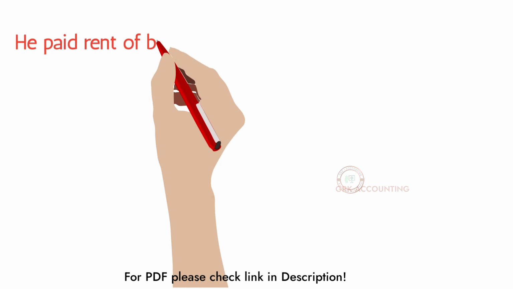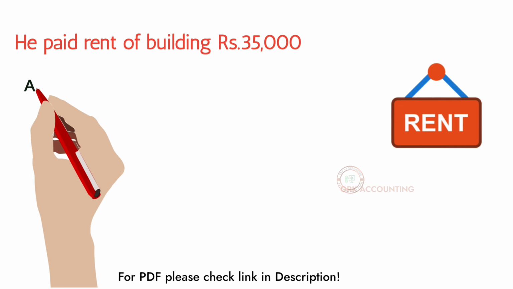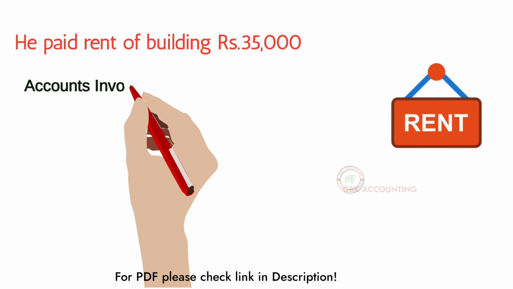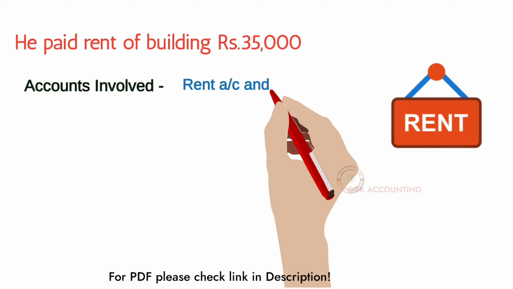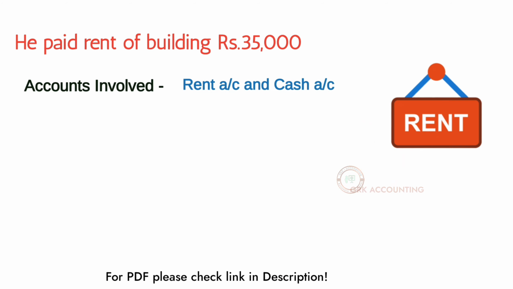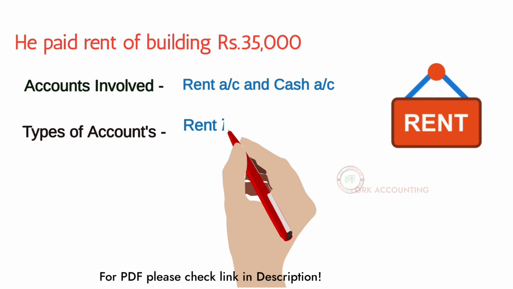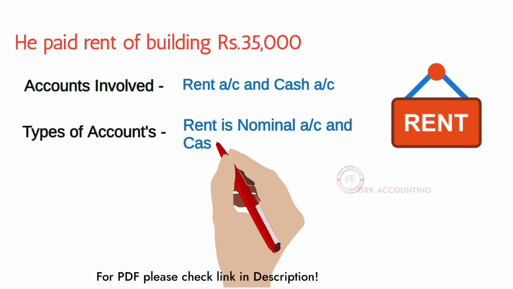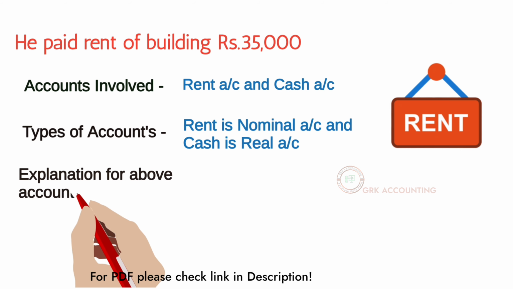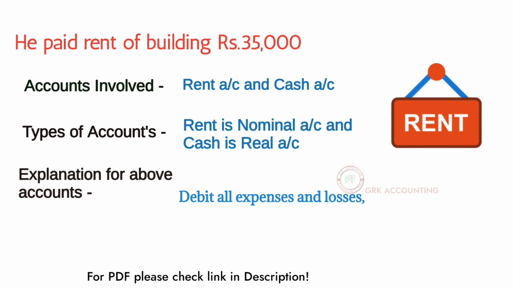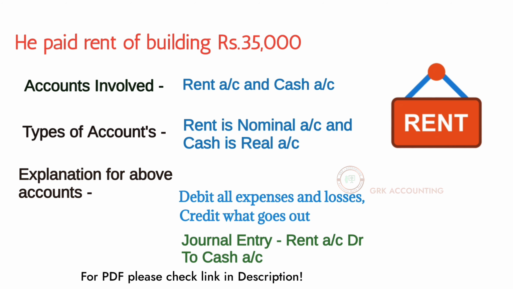And third one, he paid rent of building 35,000 rupees. Already discussed, expenses, assets and drawings will have a debit balance. So here what is being paid? Rent. Rent is an expense. So rent account. By using cash he is paying the rent, so cash account. Both accounts are involved: rent account and cash account. Rent will be the nominal account. Cash will be the real account. Now if you see the logic of golden rules, debit all expenses and losses for nominal. Credit what goes out for a real account. So now the journal entry will be rent account debit to cash account.